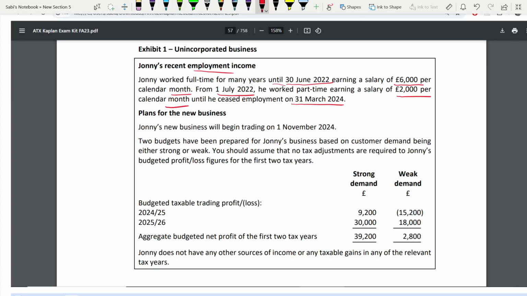Now he's turning to business. He starts trading on 1st November 2024. Dates are very important. Two budgets have been given to you, based on the customer's demand: strong, weak. You should assume no tax adjustments are required for this profit and loss. You don't have to adjust it. So here you have a loss of 15,200 in this tax year under weak demand.